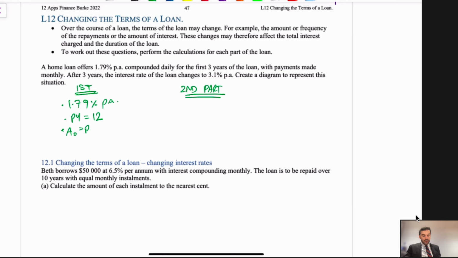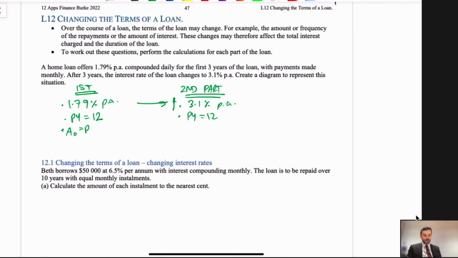Now, what we next have is the second part of the loan. Now, the interest rate has changed. It's gone up. Okay, what has it gone up to? It's gone up to 3.1% per annum. We can see the payments per year is still 12, right? So that's staying the same. But this is the second part of the loan.